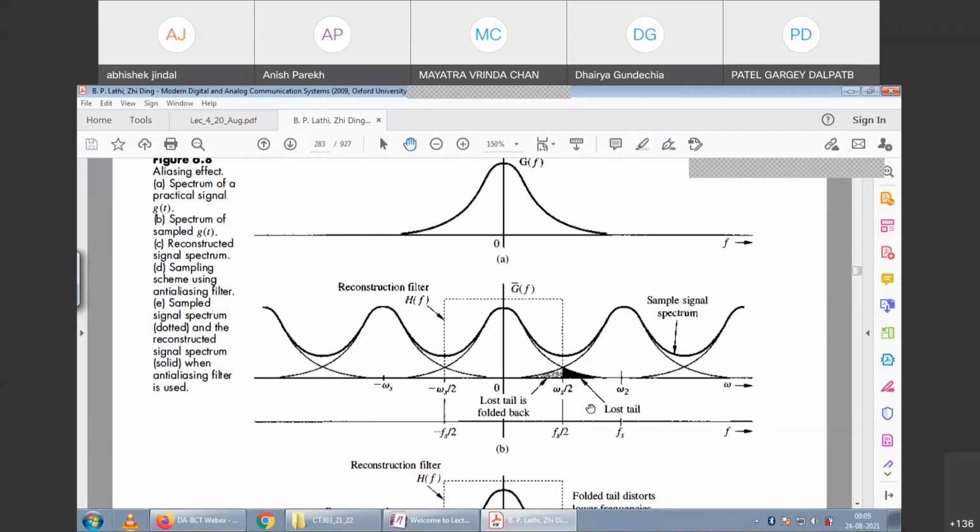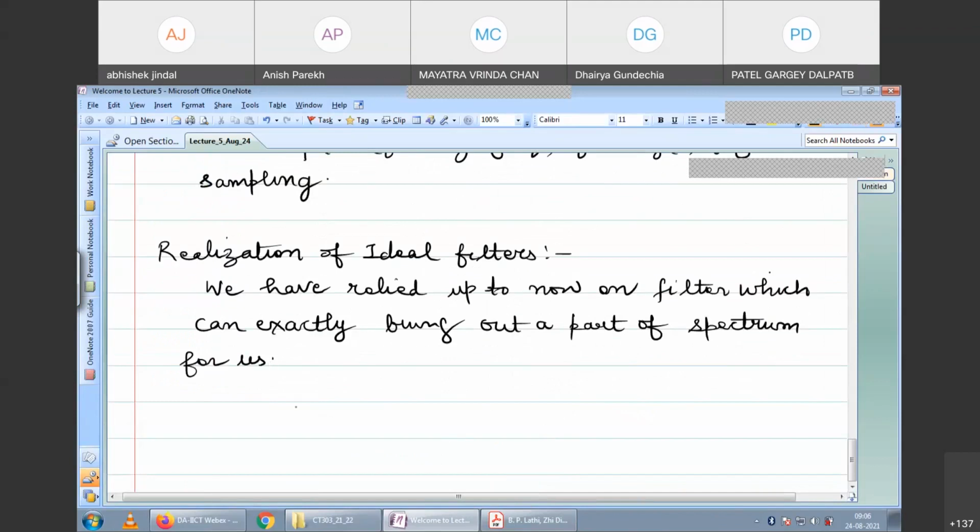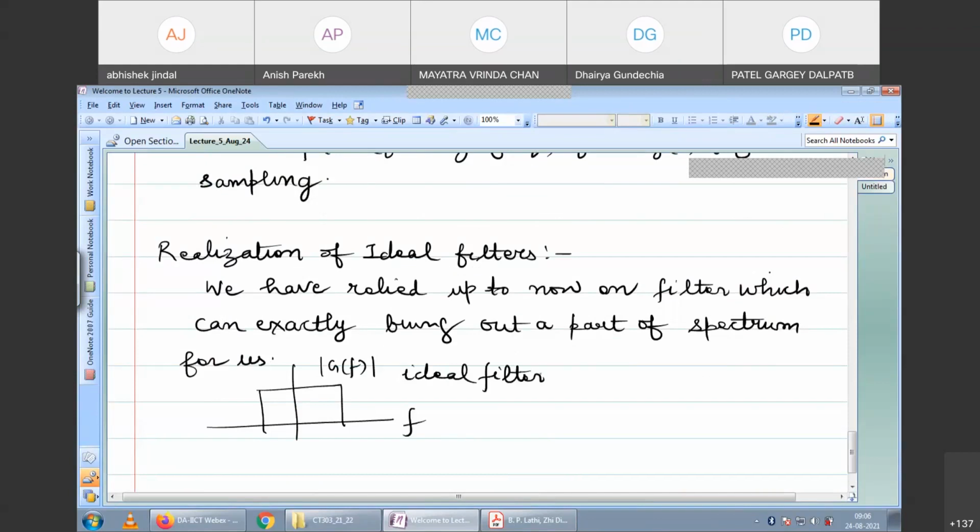If I talk of its time domain response, then as per my theory of a signal not being time limited and band limited simultaneously, the time domain response of this filter will extend from minus infinity to plus infinity. For example, let us talk of the sinc function. Suppose this is an ideal filter, this is f and this is mod of g of f. So what is its time domain response? The time domain response is the sinc function.